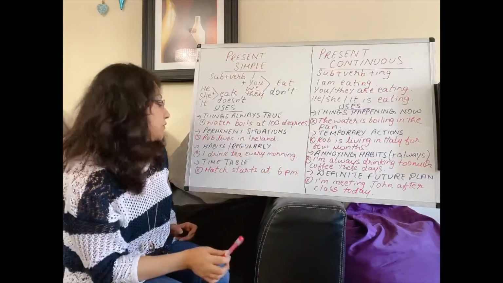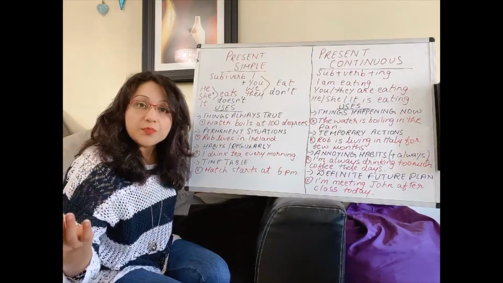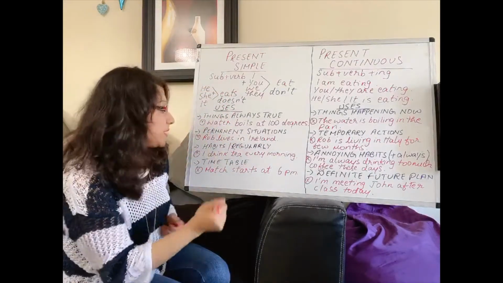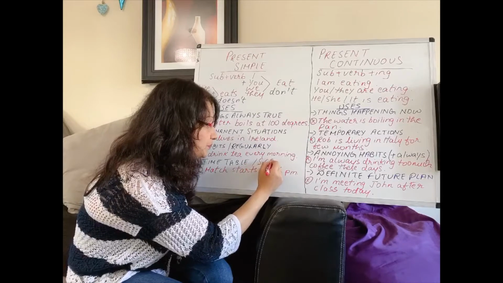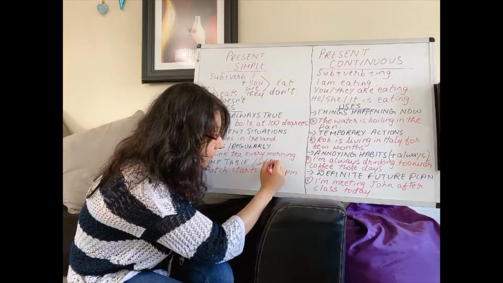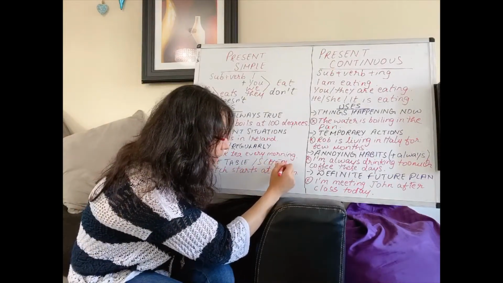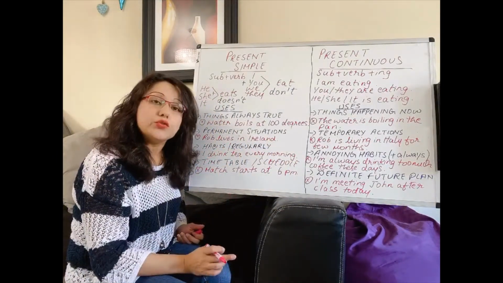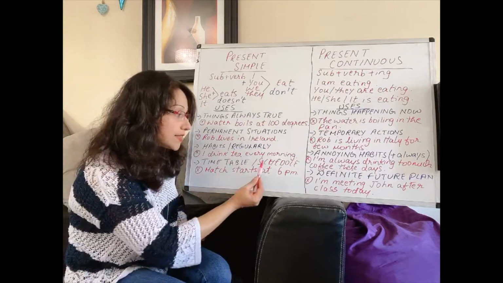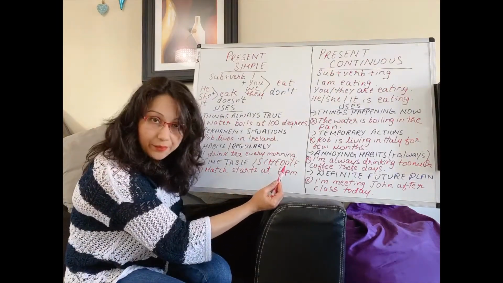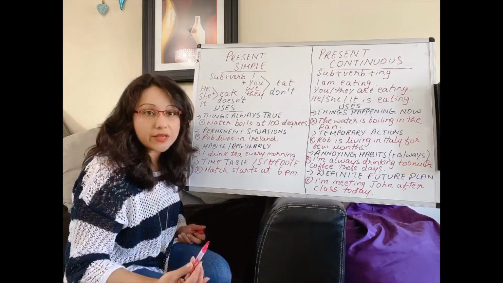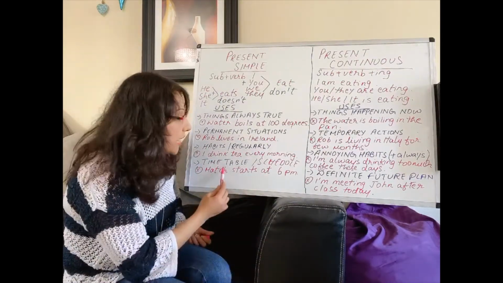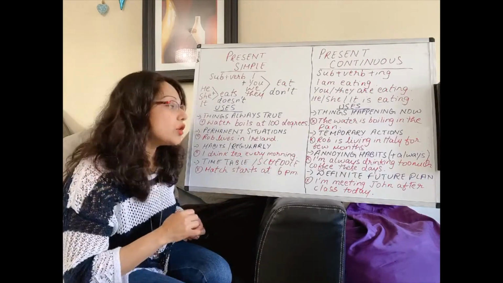And the last one for today is timetable. So whenever we want to talk about things which have a schedule, all right, I can say timetable. I can also talk about schedule. Okay. So when you have your timetable or your schedules, then also you use your present simple. So match starts at 6 p.m. All right. So this is like a timetable. This is a schedule. Present simple.